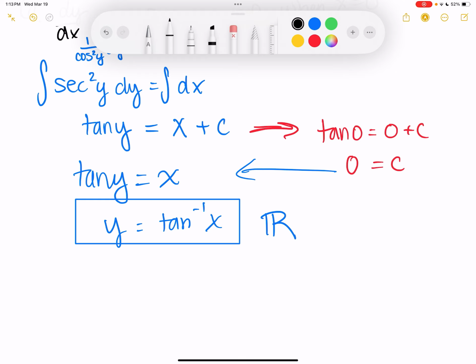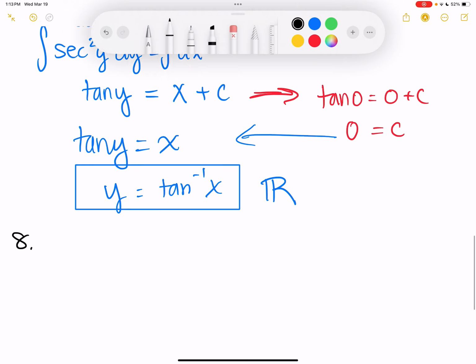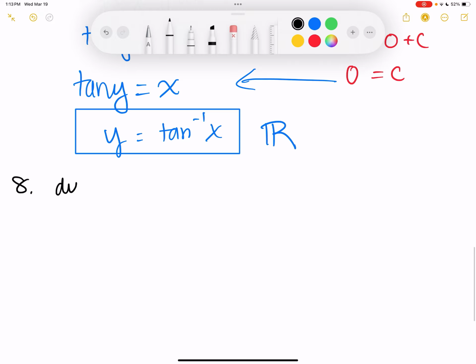Yeah. Number 8. dy dx equals e to the x minus y. Y is 2 when x is 0.